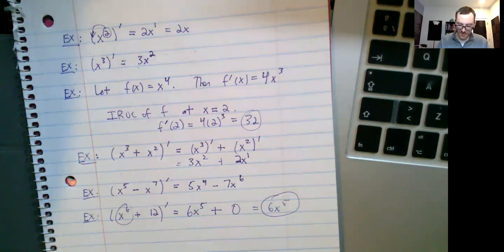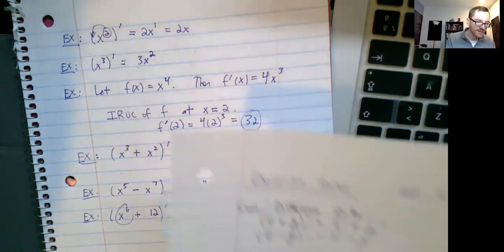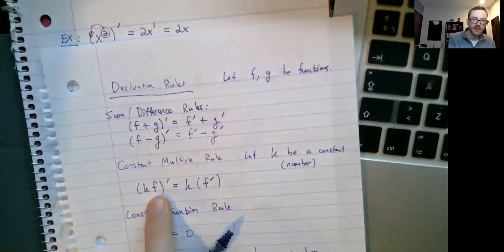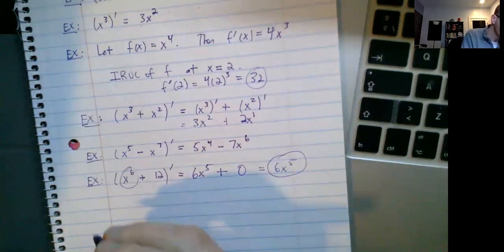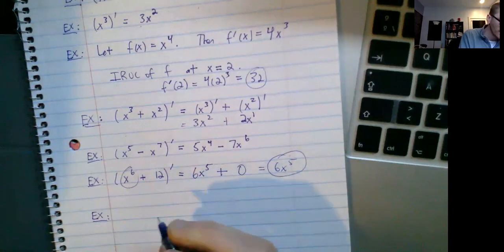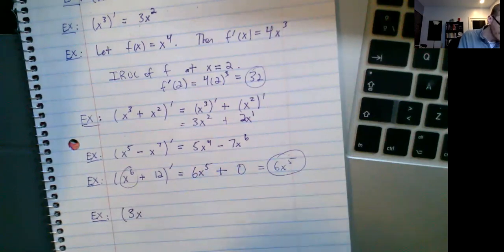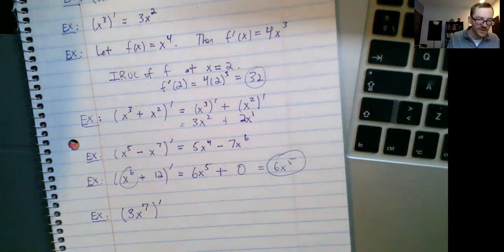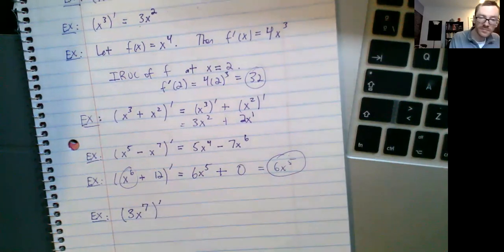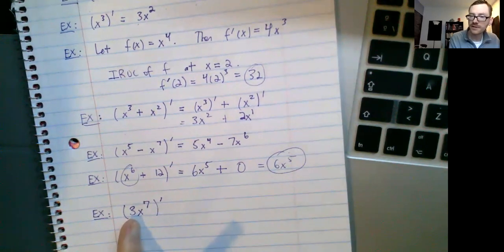Okay, there is one more rule that we still haven't used, and it's the constant multiple rule. And I'll show you what that means. Let's try the derivative. What's the derivative of the function 3x to the 7th? Okay. Now, what you'll notice here is that this function is not just a power of x, right? Yes, there's an x to the 7th here, but there's also a constant multiplying the function in front. There's a constant multiple, the 3 right in front.